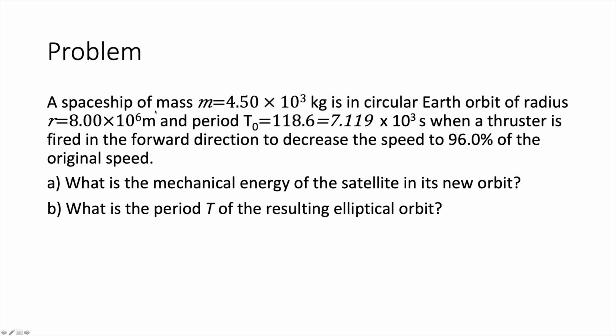So in this problem, a spaceship of mass 4.5 times 10 to the 3 kilograms is in a circular Earth orbit of radius 8 times 10 to the 6 meters with a period of 118.6 minutes or 7.119 times 10 to the 3 seconds, when the thruster is fired in the forward direction to decrease the speed to 96% of the original speed. And part A asks what is the mechanical energy of the satellite in its new orbit, and part B says what is the period T of the resulting elliptical orbit.